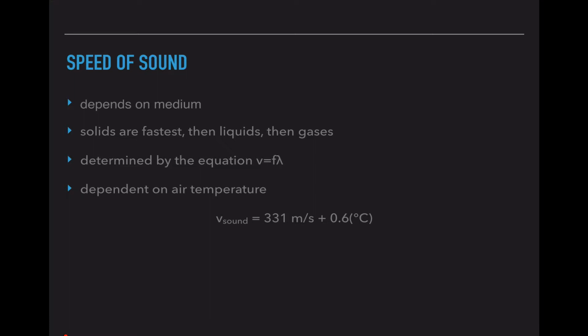The speed of sound is determined by the equation V equals F times lambda, or the frequency times the wavelength. We've used that in the universal wave equation, but now we're going to look at it in terms of the temperature, because it does depend upon temperature.